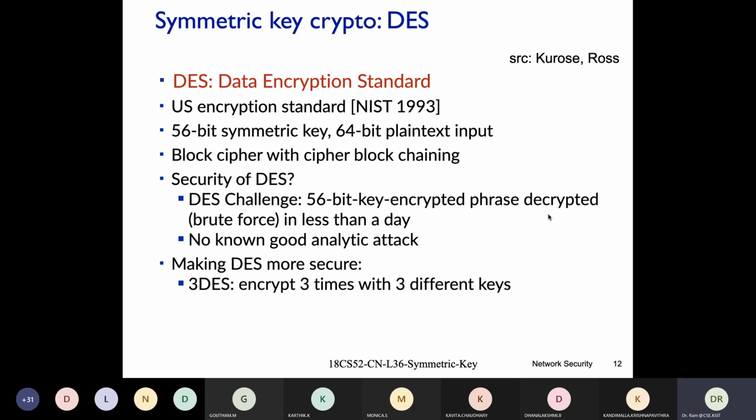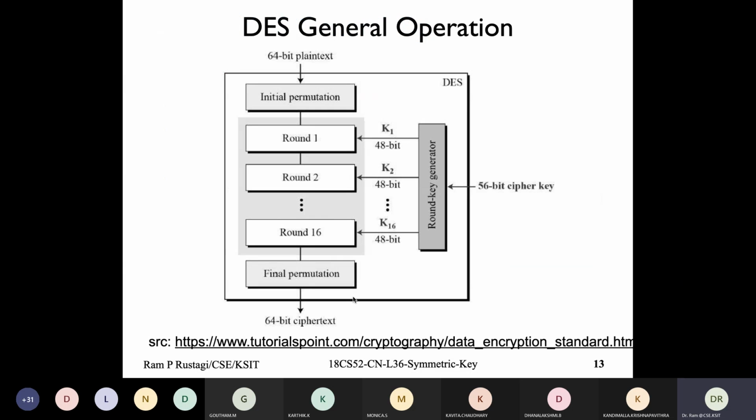DES was broken, and the primary reason was not the algorithm, but that it was using only 56-bit keys. So 3DES was made, using 3 keys together, which makes it 168-bit keys, and that's how things work. The basic algorithm can be looked at from this diagram. I've taken the diagram for easy understanding from Tutorialspoint. Given the URL, you can look at it.